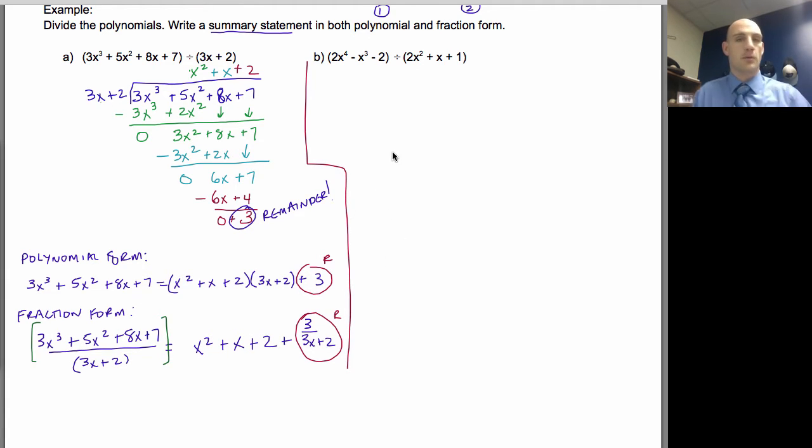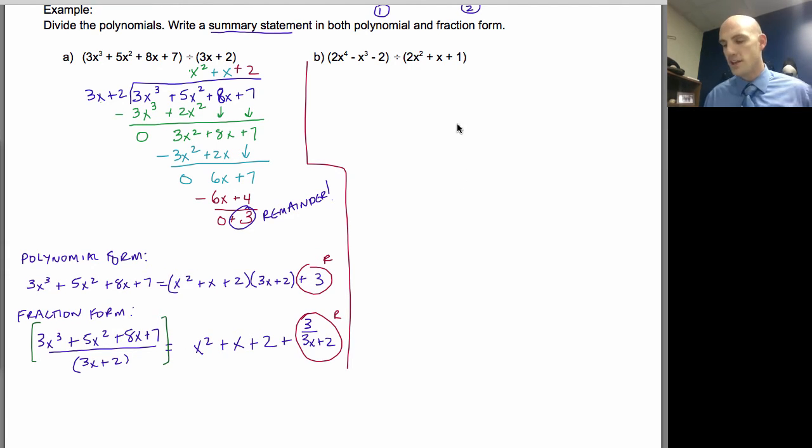The second example, what I'd like for you to do is pause the video right here, try it on your own, write it in both forms, and then you can turn the video back on, check to see if your answer is right. If you get it wrong, you can rewind the video and look at the explanation. So go ahead and pause right here to try this one on your own, and then pick it back up after you've done it to see if you got it right.